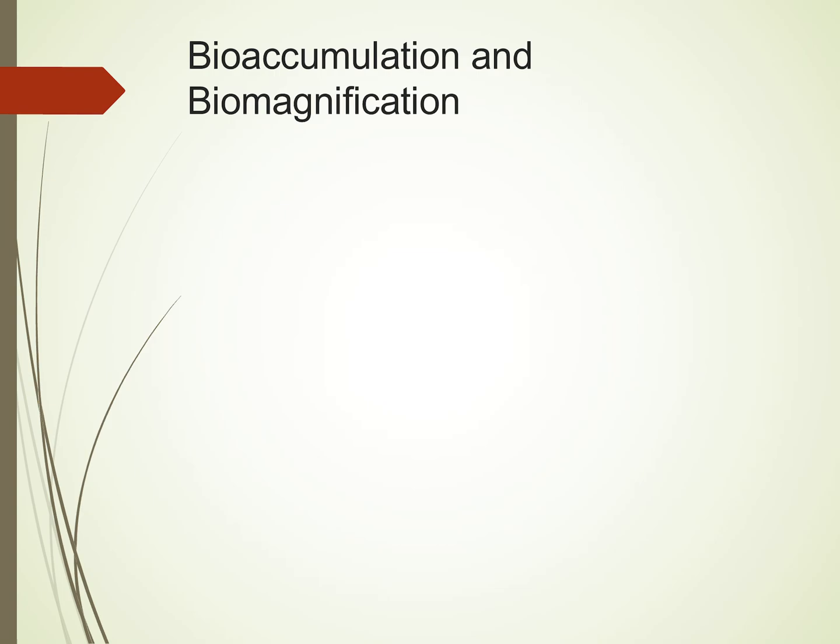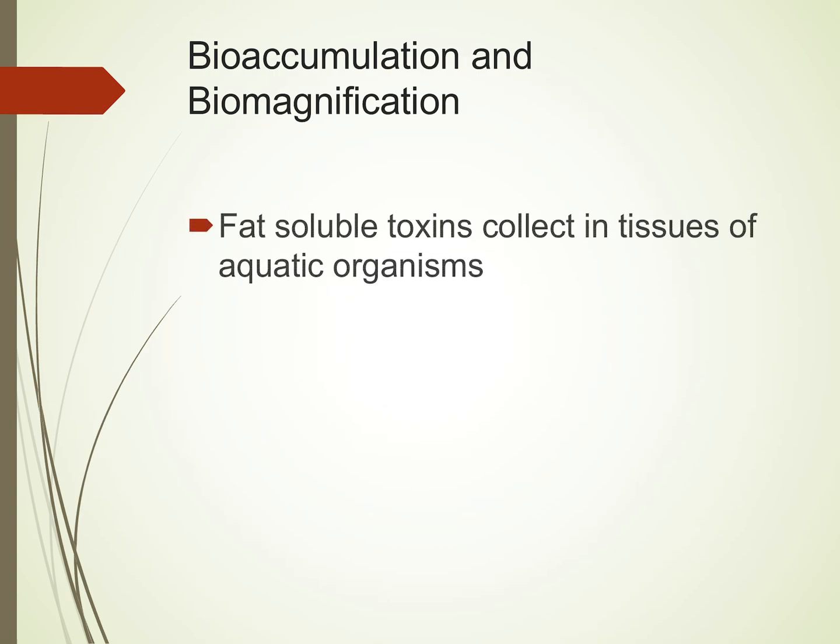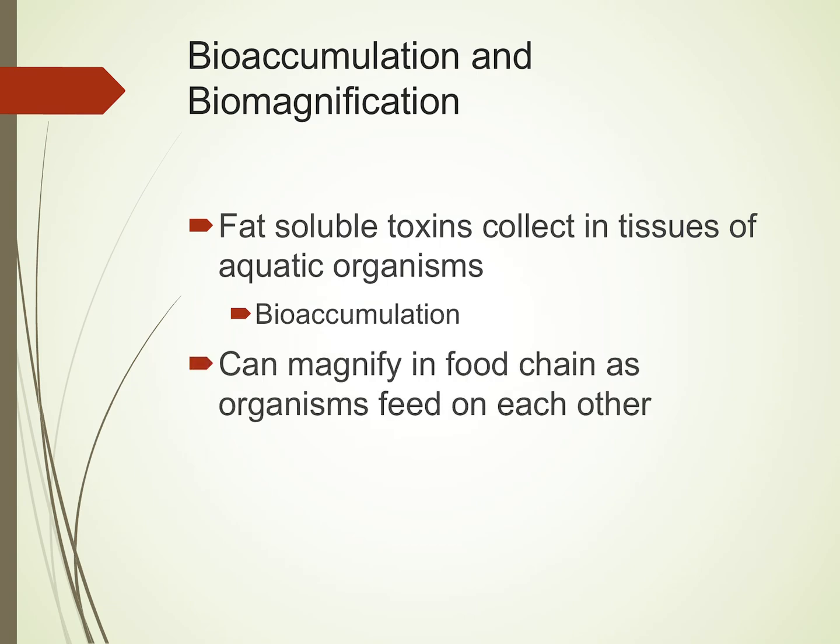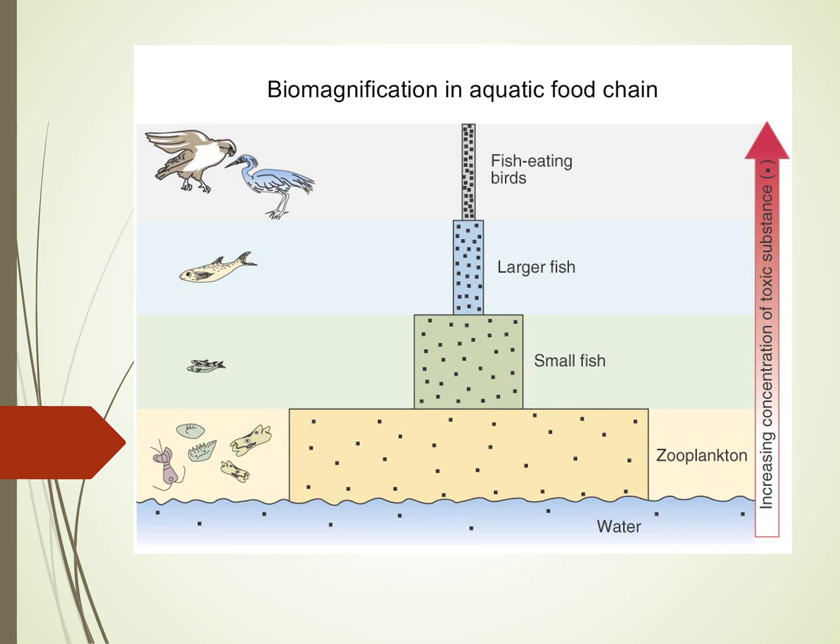There's actually another term, bioconcentration, but in general, fat-soluble toxins collect in tissues of aquatic organisms. Bioaccumulation can magnify in the food chain as organisms feed on each other, biomagnification. And they collect at concentrations that are higher than the surrounding water. That's actually what bioaccumulation means. I'm sorry. Bioaccumulation just means they collect in the tissues. That's fine. It concentrates in the tissues. Often you find a concentration higher. DDT does this. So here you would see concentration that's higher than the surrounding water.